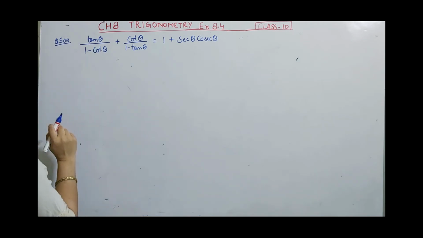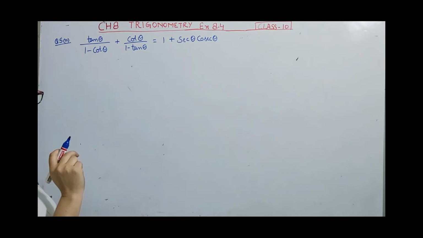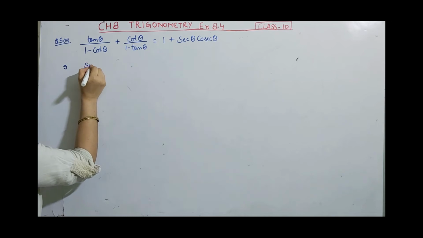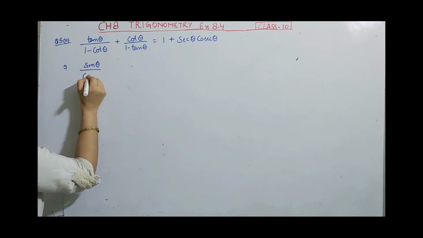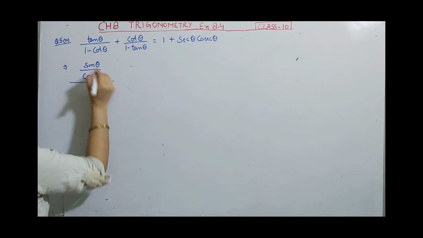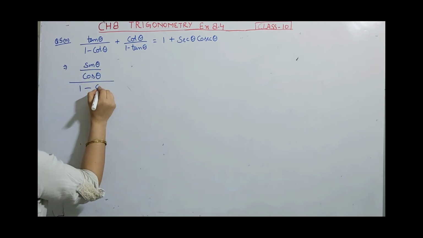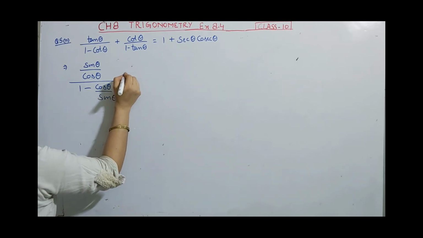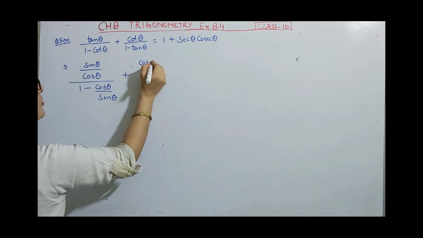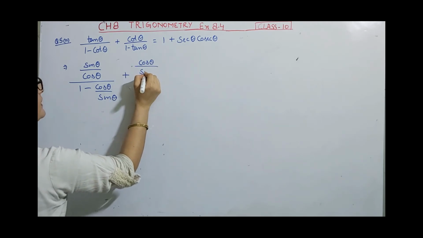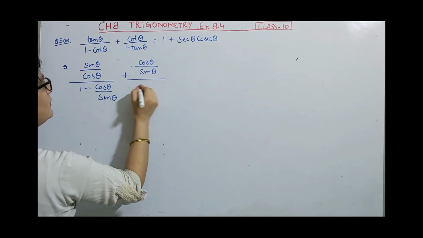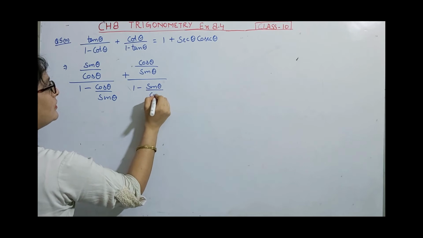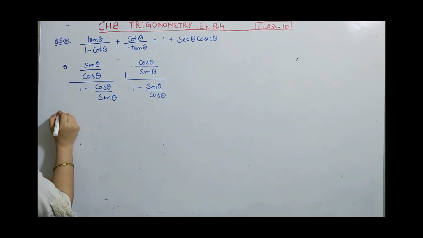Again we convert these terms in terms of sin theta and cos theta. So tan theta is equal to sin theta divided by cos theta. 1 minus cot theta converts to 1 minus cos theta divided by sin theta. And cot theta divided by 1 minus tan theta becomes cos theta divided by 1 minus sin theta by cos theta.